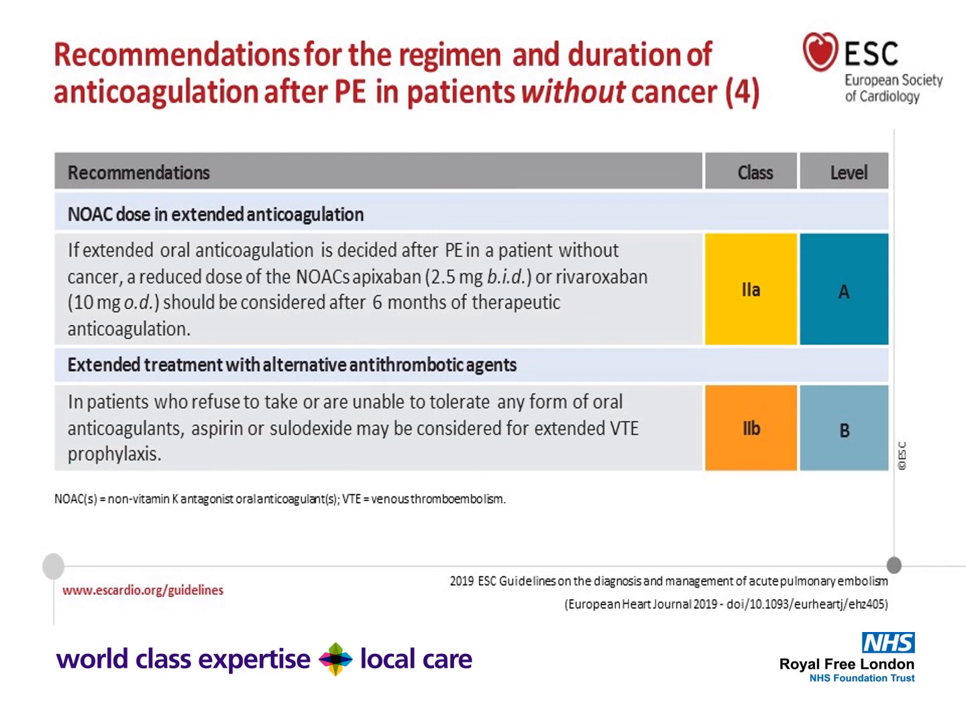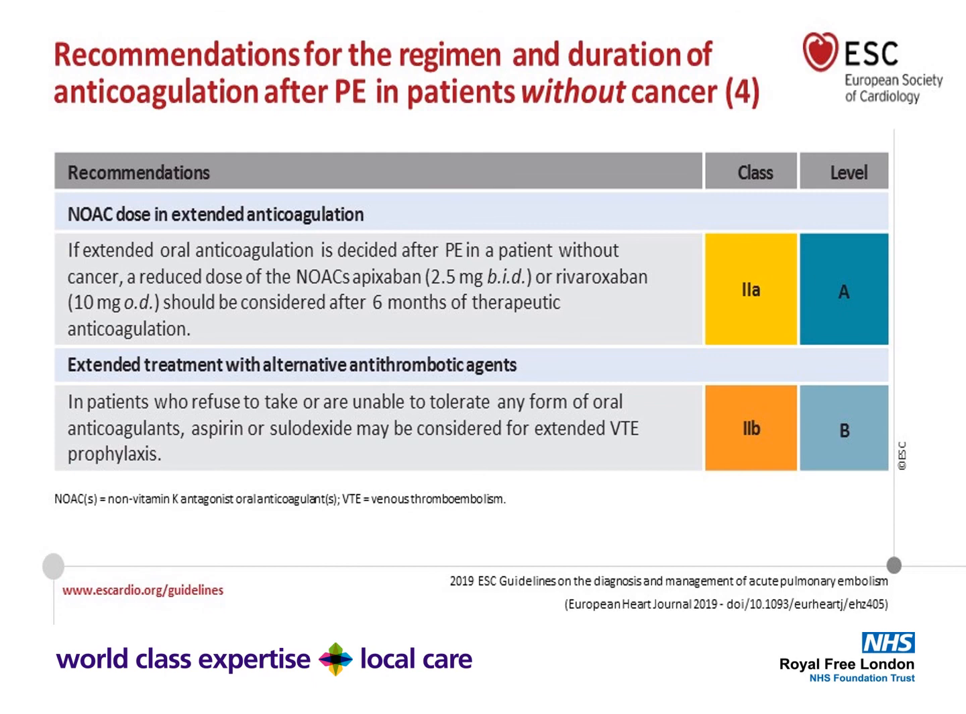So if extended oral anticoagulation is decided after PE in a patient without cancer, then you can prescribe a reduced dose of apixaban, for example, 2.5 milligrams BD, or rivaroxaban 10 milligrams once a day should be considered after 6 months.